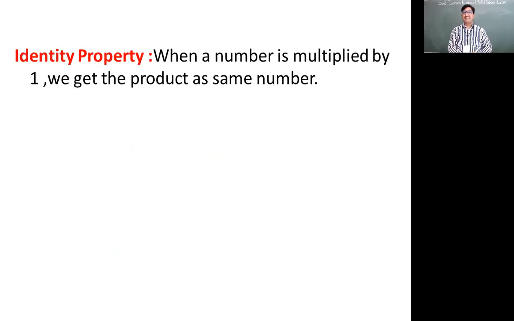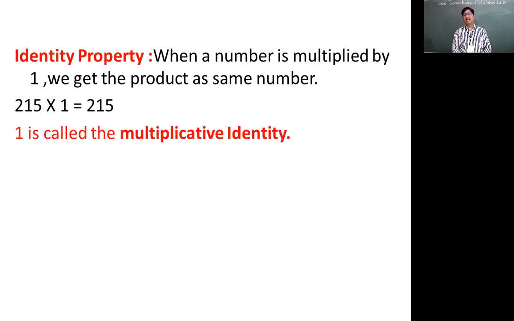So here we'll see what we have learned in third standard, that is two very basic properties. First, the identity property. When one number is multiplied by 1, we will get the product as the same number. Product in the sense the answer of multiplication. If you multiply 25 by 1, we'll get 25, if you multiply 100 by 1, we'll get 100 only. So the identity property we can say, when a number is multiplied by 1, we get the product as the same number. This is called identity property and the one is called multiplicative identity.